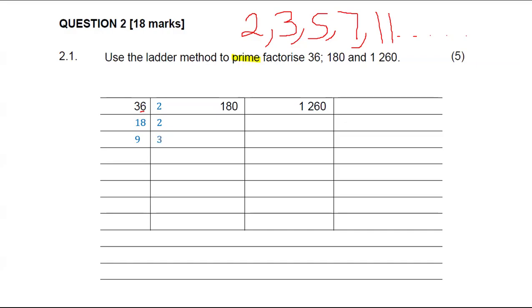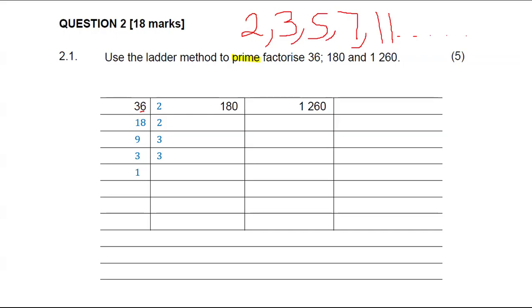9 divided by 3 is 3. The lowest prime that goes into 3 is 3 itself. 3 divided by 3 is 1. Good. That was great. Let's do 180.